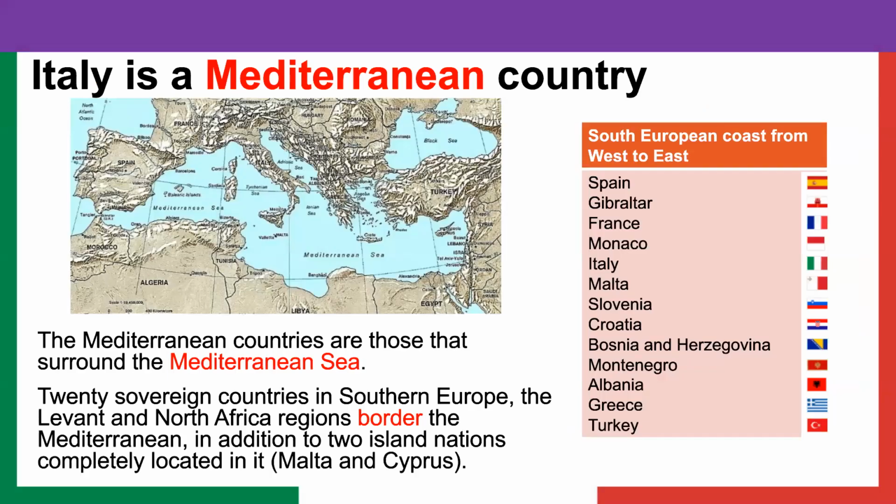So Italy is a Mediterranean country. The Mediterranean countries are those that surround the Mediterranean Sea. We can see the Mediterranean Sea up here, and we can see some of these countries surrounding it. There are 20 sovereign countries in Southern Europe, the Levant and North Africa regions border the Mediterranean, in addition to 2 island nations which are completely located in it. Those are Malta and Cyprus. You can see Malta here and Cyprus.